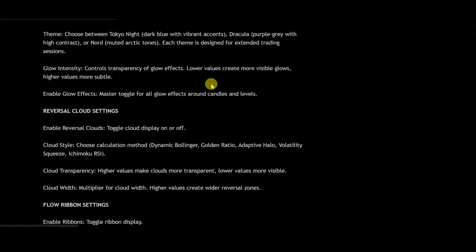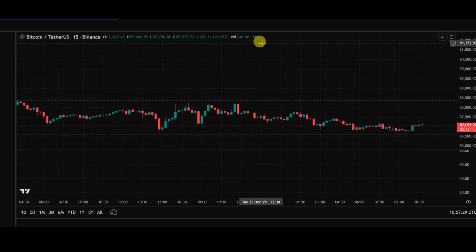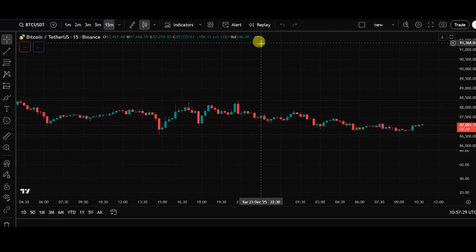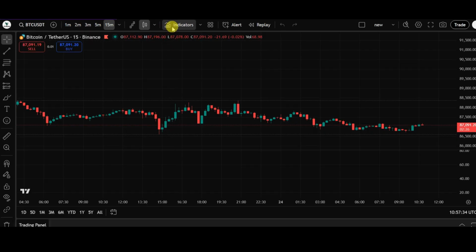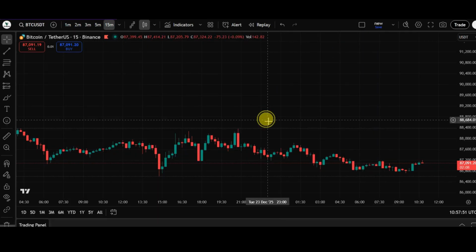Alright, let's jump right in. First things first, head over to tradingview.com. In the indicator search bar, type QMF, Market Structure, and Signal Suite by BullByte. Click on it to add it to your chart. For this tutorial, I'm applying it to a 15-minute chart of Bitcoin against US dollar.